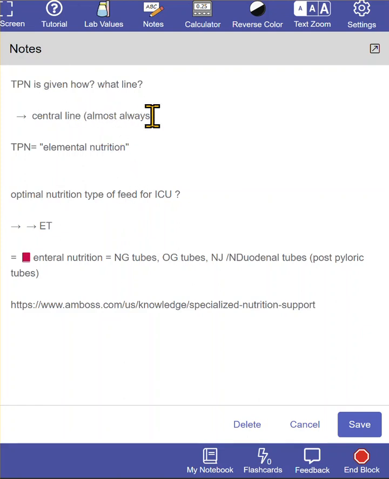So TPN is given how? So what kind of line? So it's going to be a central line, right? So central lines can be put in for TPN. What is TPN? It's like elemental nutrition, quote unquote. So it's total parenteral nutrition. So what does that mean? That means that it's going to be intravenous.